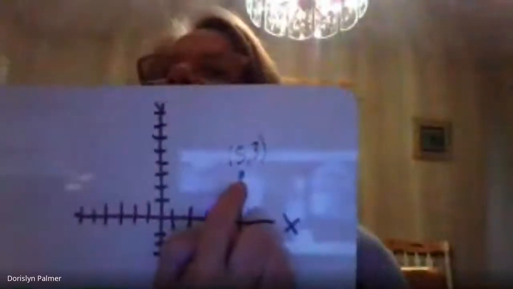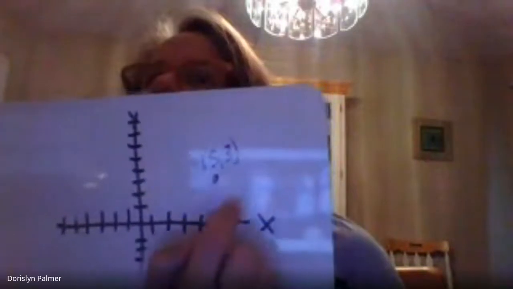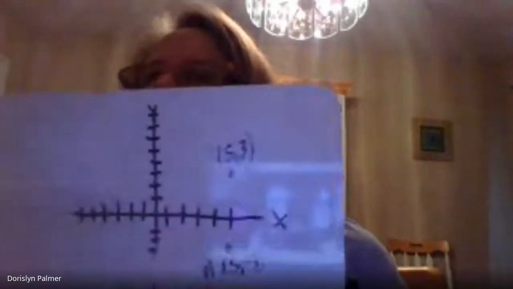Five. It's the part where you're going up. So you're at 5, but you're counting up. 1, 2, 3. It's 3 units away. Okay, so that one is 3 units.